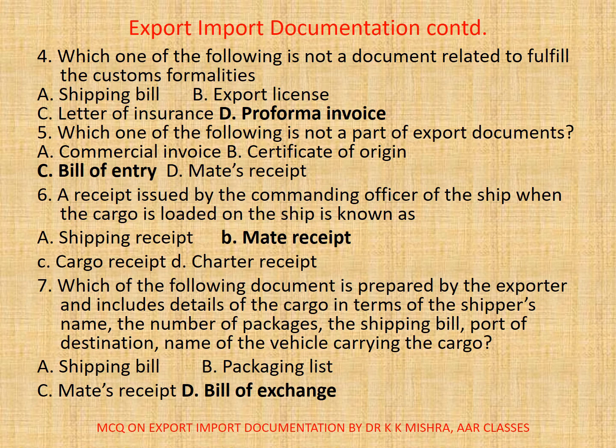4. Which one of the following is not a document related to fulfill the customs formalities? A. Shipping bill, B. Export license, C. Letter of insurance, D. Pro forma invoice. Correct option is D. Pro forma invoice.